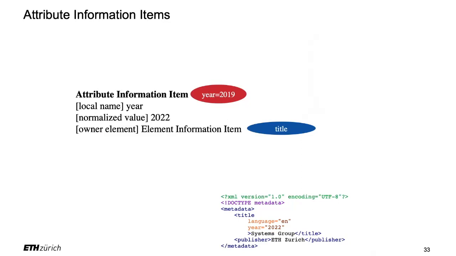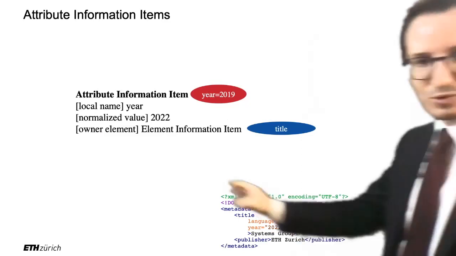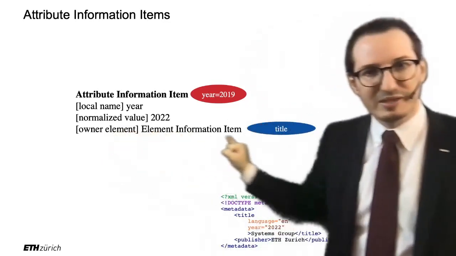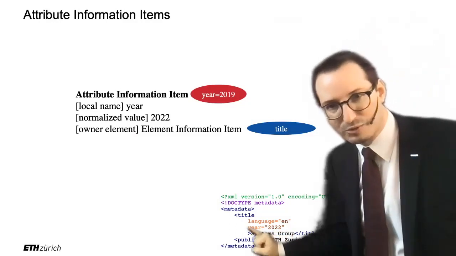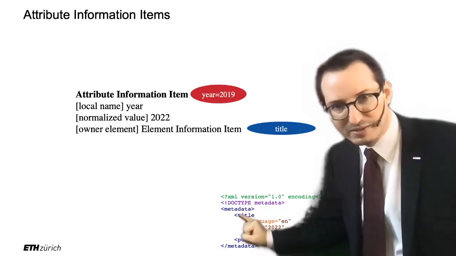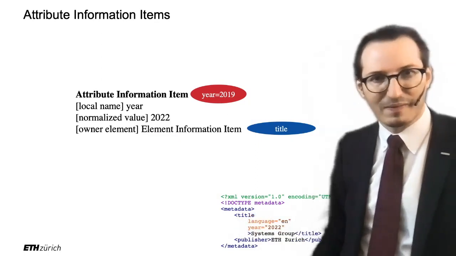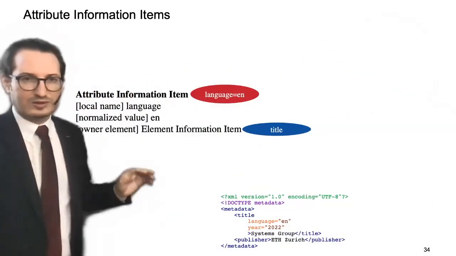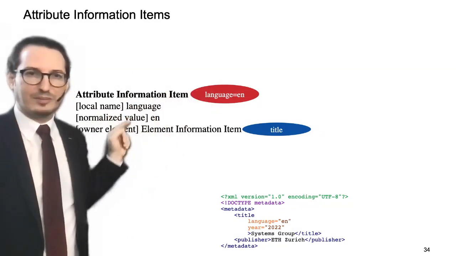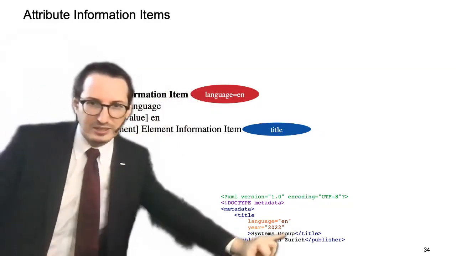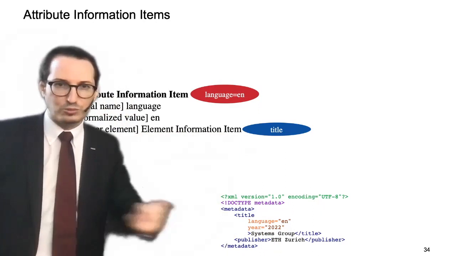Okay, and then the owner element, which is actually the parent, you could also call it parent, but it's called owner element for attributes, is the element information item title. So you see the attribute here is in the element information item title. Then the other attributes, now we know how to do it, right? Language, so the name is language, the normalized value is EN right there, and it's pointing back also to title.